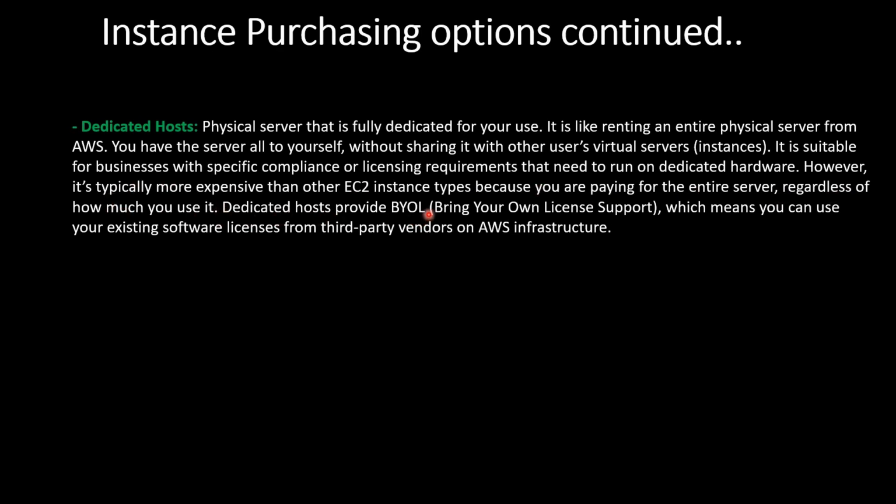Dedicated hosts provide BYOL, bring your own license, support, which means you can use your existing software licenses from third-party vendors on AWS infrastructure. For example, if a company has purchased licenses for software applications such as Microsoft Windows Server, SQL Server, or Oracle Database, they can bring those licenses to AWS and use them on EC2 instances or dedicated hosts without having to purchase new licenses from AWS. This can result in cost savings and flexibility for organizations that already have significant investments in software licenses and want to migrate their workloads to the cloud.